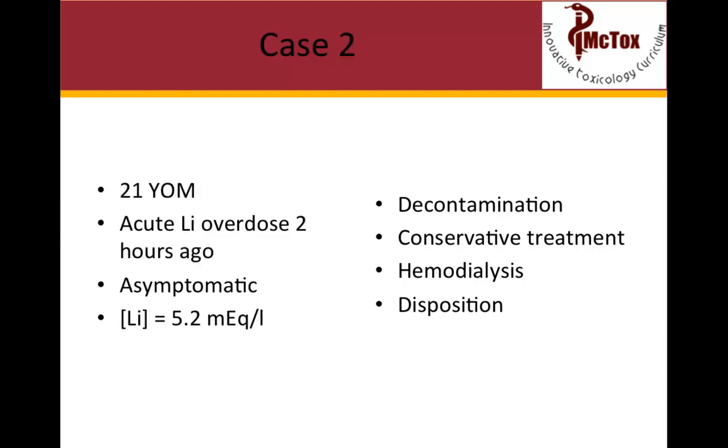Our second case had a healthy 21-year-old man who had an acute overdose of lithium 2 hours ago. Because of his recent overdose, he was asymptomatic at the time of assessment, but his lithium level was 5.2. Given the severity and timing of this overdose, he would definitely benefit from whole bowel irrigation. He should also be started on the conservative treatment of IV fluids. Given his lithium level of 5.2, he should also receive hemodialysis and be admitted to hospital.